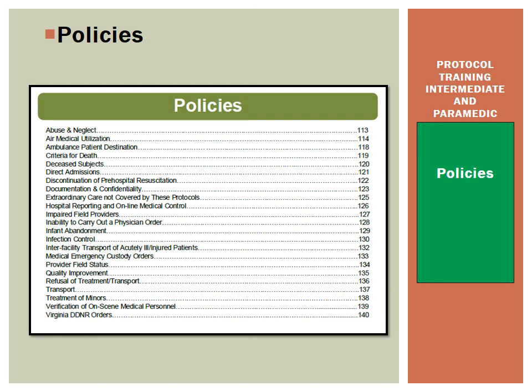And this is what the policy section will cover. Below is a picture of the table of contents for policies. We have abuse and neglect, air medical utilization, ambulance patient destination, criteria for death, deceased subjects, direct admission, discontinuation of pre-hospital resuscitation, documentation and confidentiality, extraordinary care not covered in these protocols, hospital reporting and online medical control, and impaired field providers. Inability to carry out a physician's orders, infant abandonment, infection control, inter-facility transport of acutely ill and injured patients, medical emergency custody orders, provider field status, quality improvement, refusal of treatment and transport, treatment of minors, verification of on-scene medical personnel, and a Virginia durable do not resuscitate order.